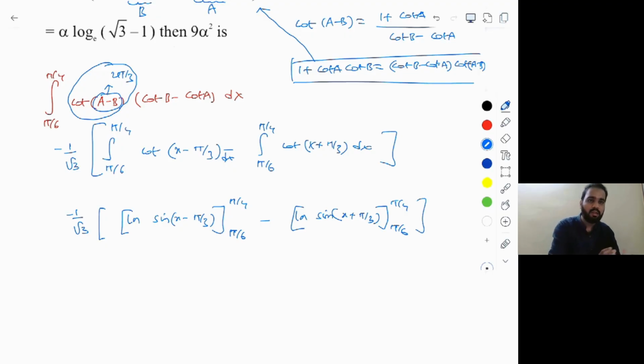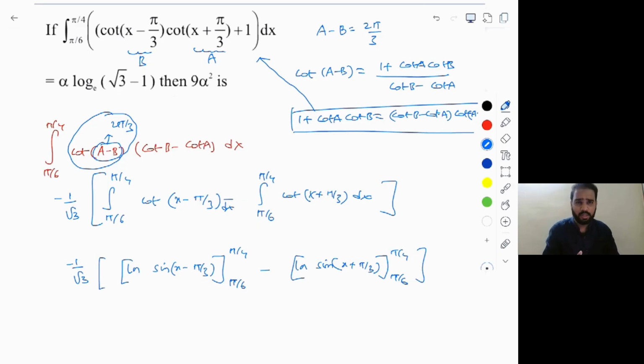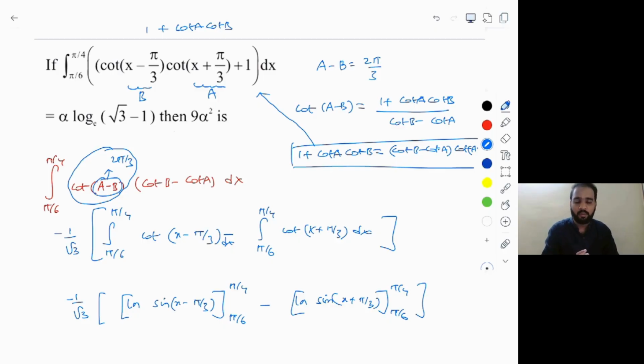Now I'm going to leave the solving part to you because the only remaining thing is substituting the limits, getting the value and comparing it with the required equation there. So the main thing, the idea here, is that the 1 plus cot A cot B term can be obtained from the formula of cot of A minus B, which is 1 plus cot A cot B divided by cot B minus cot A. Okay. So this is the idea, right?